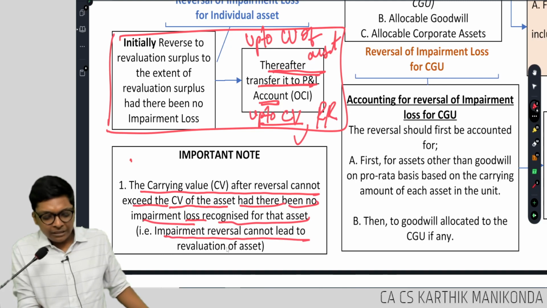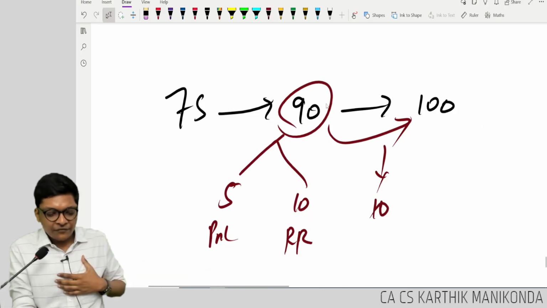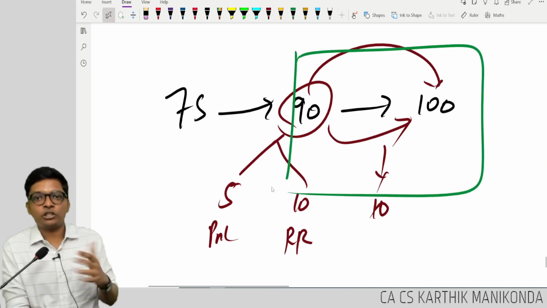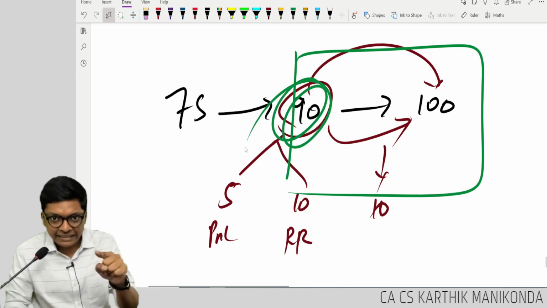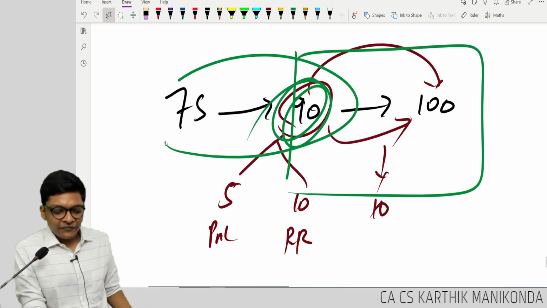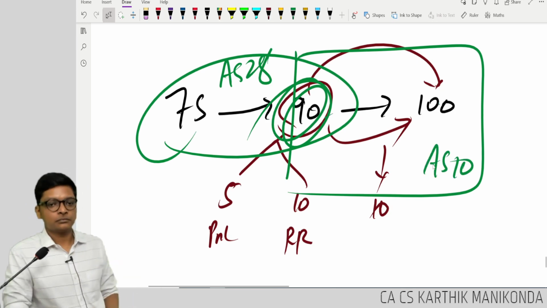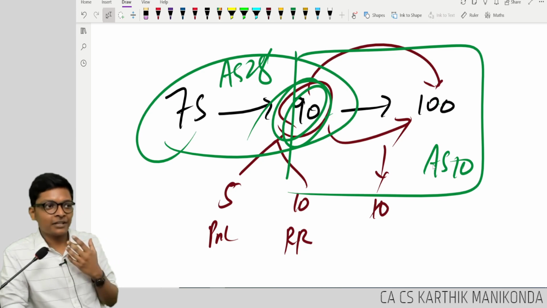Impairment reversal cannot lead to revaluation of the asset. If it's leading to revaluation, if 90 is becoming 100, treat it as a separate transaction of revaluation. AS 28 ends at 90. 75 to 90 is AS 28, 90 to 100 is AS 10. Are you following, guys? Understanding? Is the standard easy or difficult now?